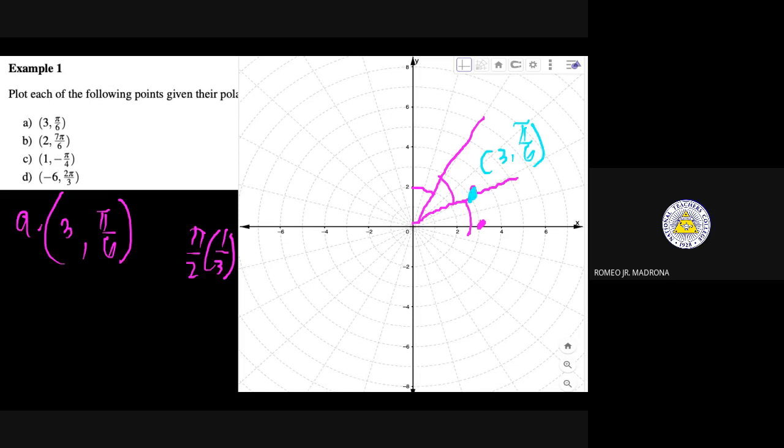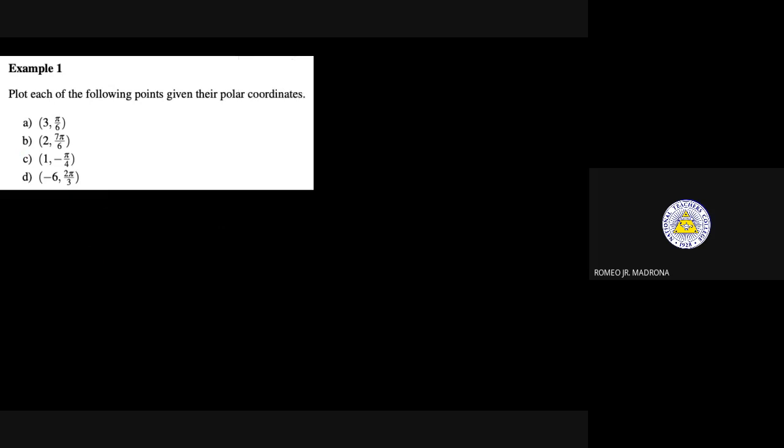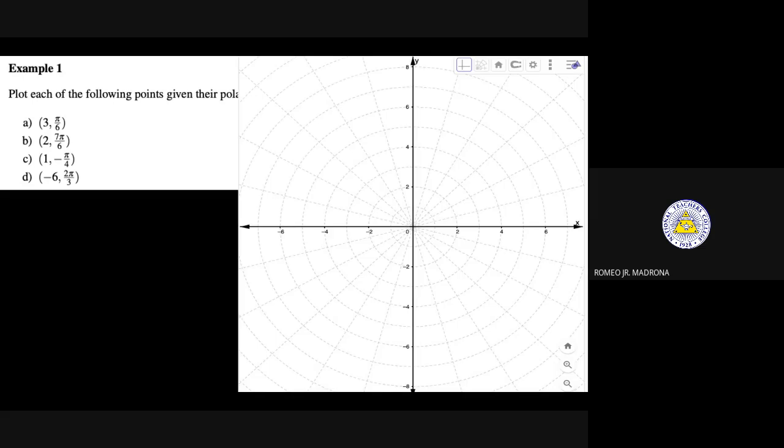Alright, so let's work on letter C para may kaibahan. Okay, so letter C, 1, negative pi over 4. So again, don't be afraid of the given angle measure if it's negative because it's just the direction of the angle. Matakot ka class pag nag-negative na yung radius. Diba? Although, that's not a valid reason for you to fear the given problem because, hello, it's just so easy.